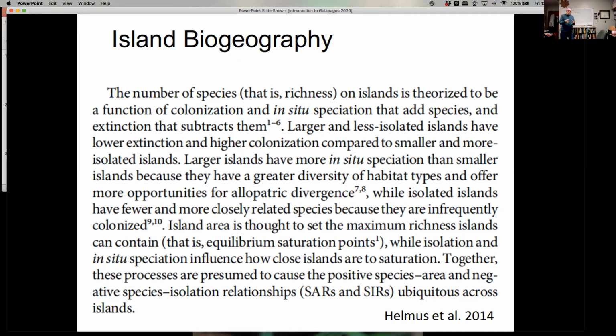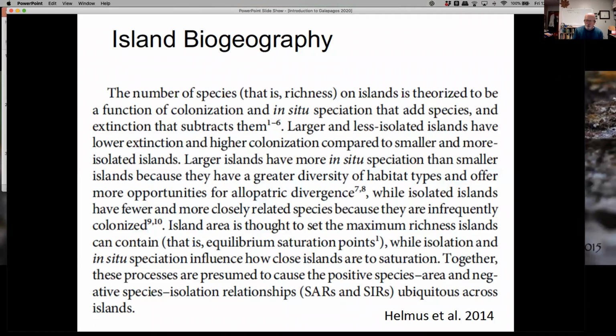But this is a really good distillation because it distills it down to the fundamental factors that influence the number of species, and it has to do with island size and distance from the mainland, and also this definition includes what we call in situ speciation that happens on the island itself. So just take some time to read this at some point, because I think it does a really good job of describing what island biogeographic theory says in a distilled form.